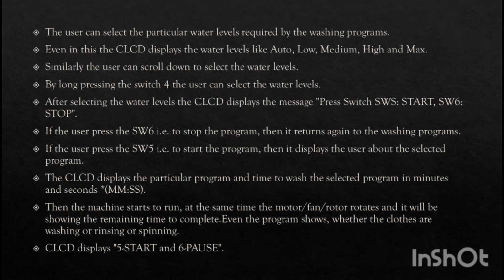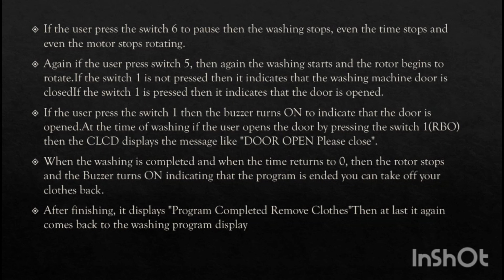The CLCD displays 5 to start and 6 to pause. If the user presses switch 6 to pause, the washing stops, the time stops, and the motor stops rotating. Again, if the user presses switch 5, the washing starts and the rotor begins to rotate. If switch 1 is not pressed, it indicates the washing machine door is closed. If switch 1 is pressed, it indicates the door is open. If the user presses switch 1, then the buzzer turns on to indicate that the door is open at the time of washing.